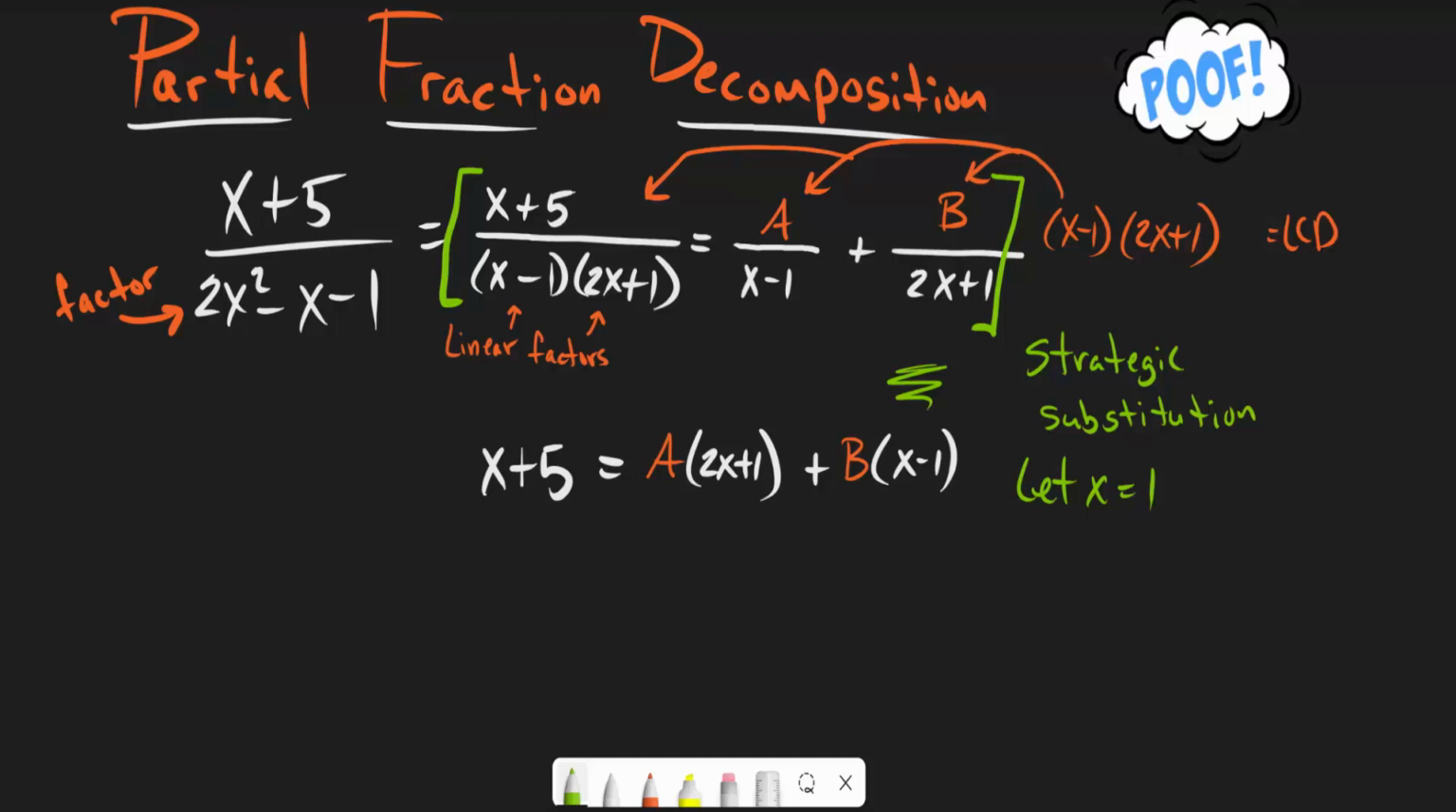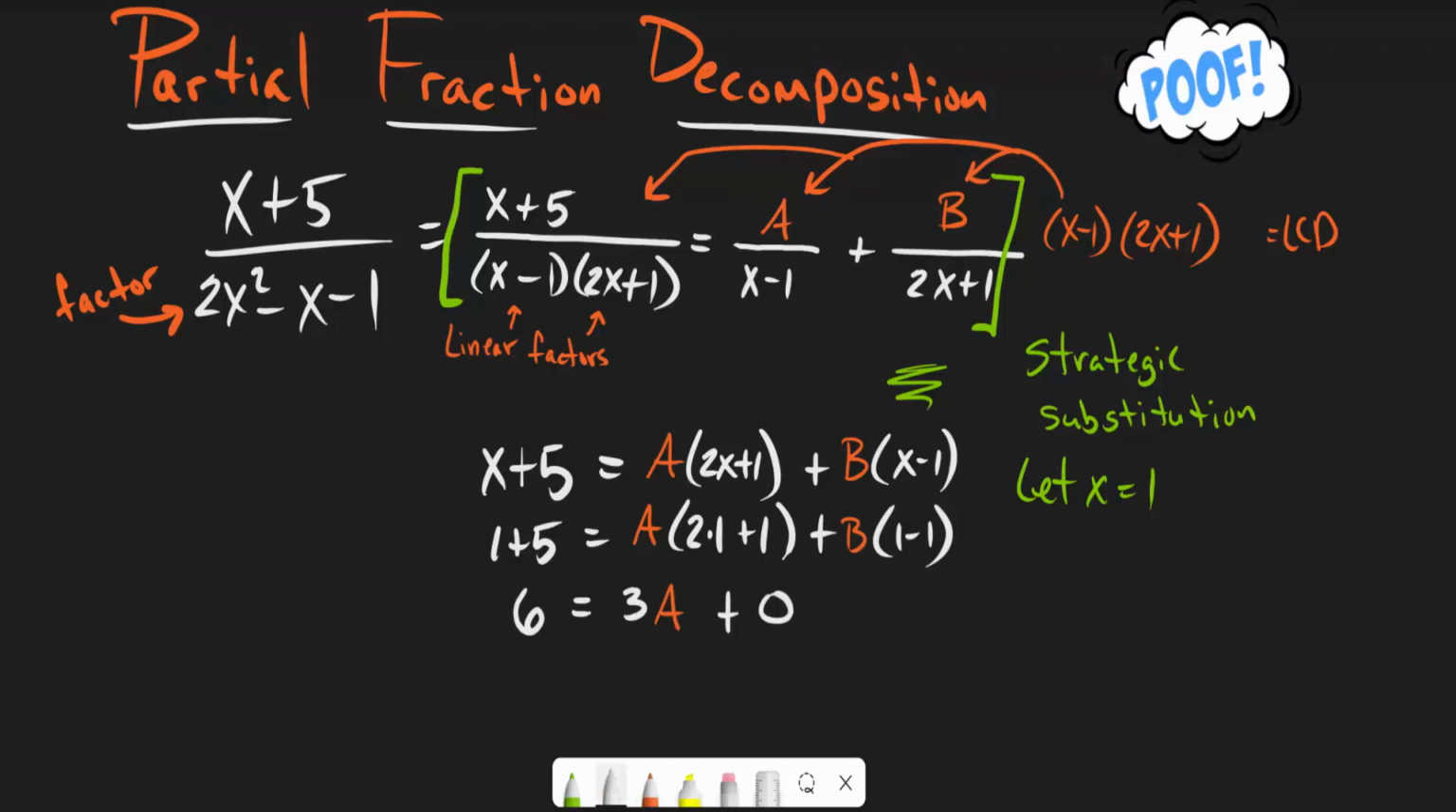So let me show you. First thing, we plug in a 1 every place you see an x. Once we plug in the 1, let's see what happens. We're going to get a 6. We're going to get 3A plus the 0. Of course, we don't need to write the 0 anymore, but I just put it in there. And we are pretty much done, well, at least with the A, because now we know the A is equal to 2.